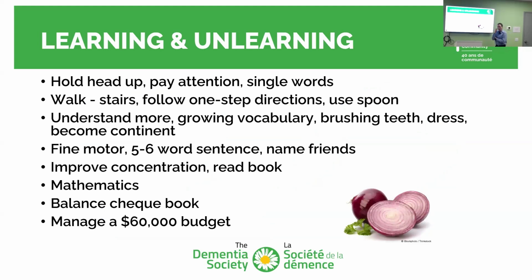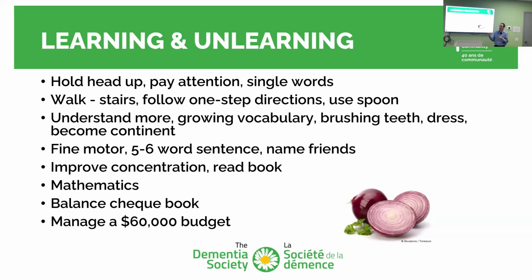So, learning and unlearning, the concept of these day-to-day functional activities. When you start out as a baby, you have to learn very basic things, just how to hold your head up, how to look at objects, paying attention, then finally single words. It becomes more complex. You start to learn one-step directions, using a spoon, things to feed yourself. Through grade school, you learn your vocabulary, brushing your teeth, dressing, then reading and things like that. And eventually you can do the more complex things that we need to manage in our day-to-day life, such as managing our finances, holding down a job, driving, different things like that.